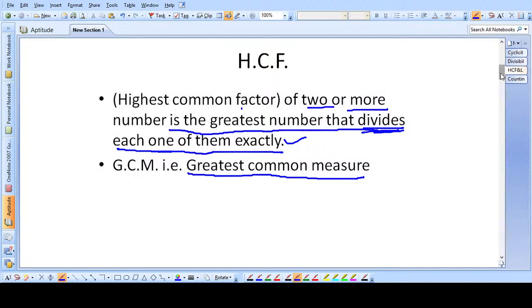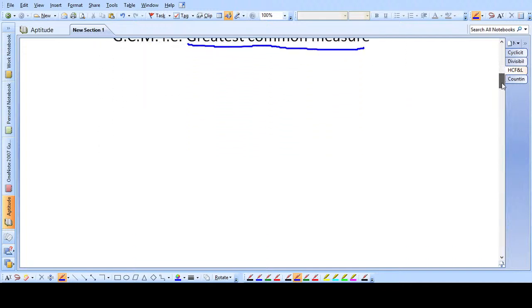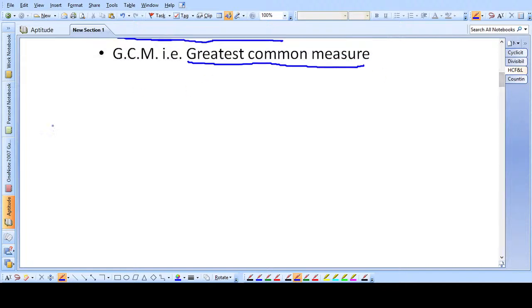So let's quickly take one example to see what an HCF is. Let me take one good example, a very simple one, 16 and 40. I will tell you how I calculate. So let's take 16 and 40 together.